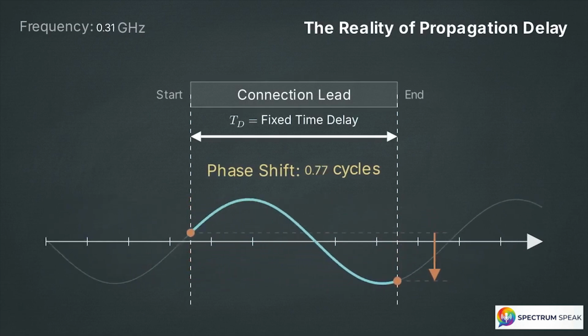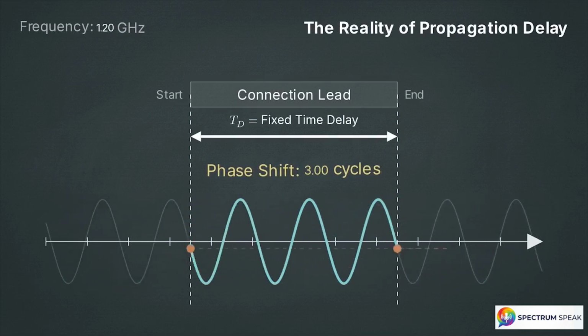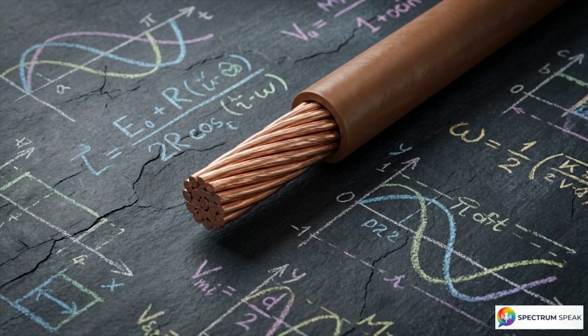The physical length of the connection lead directly determines the magnitude of this delay. As the frequency of the signal increases, the wave cycles faster. That means this fixed physical time delay creates an increasingly larger phase shift. When this phase shift becomes significant, the wire acts as an active component, actively altering the signal.